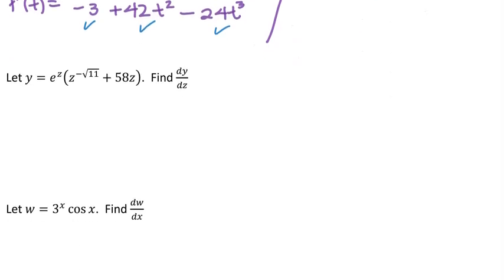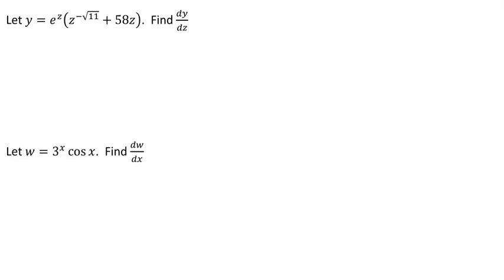Okay, let's try another one. This is a good example of a problem where you don't have the option of multiplying it out to get rid of the product rule. You could distribute this e to the z in, but then you would have two product rules because you'd have e to the z times z to the negative 11, and that would require a product rule. And then you would have e to the z times 58z, and that would require a product rule.